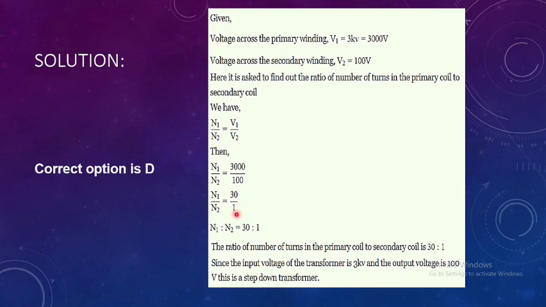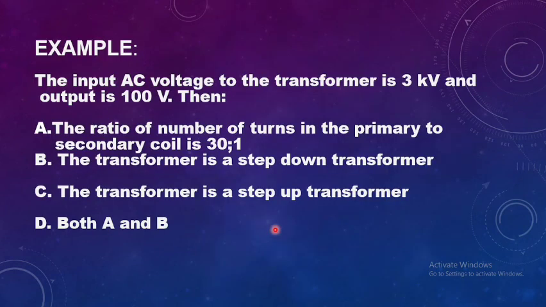Since the input voltage of the transformer is 3 kV and the output is 100 volts, it is a step-down transformer. So have you observed, di ba? Sa primary, ano niya, is 30. So it means mataas. But sa secondary winding niya is 1. So it means step-down transformer. So our answer is letter D, both A and B. Since A is the ratio of the number of turns in the primary to the secondary coil is 30 is to 1. And then B, it is a step-down transformer.